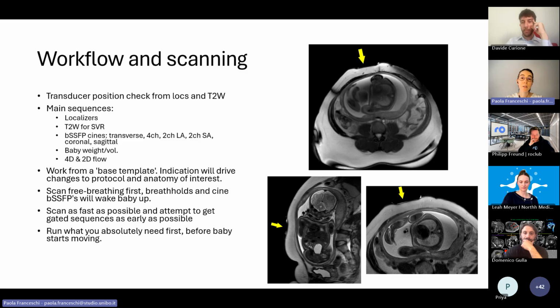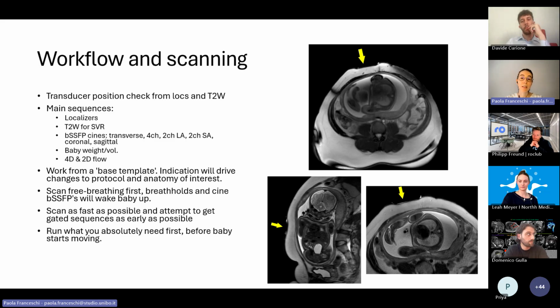Our workflow is based on a standard protocol that we adapt according to the clinical question. We usually start with localizers and T2-weighted images, which also help us confirm that the Doppler transducer is in the right position, as you can see in the images on the right. In our experience, if the transducer is placed correctly at the beginning of the exam, it rarely needs to be repositioned later on. Even when the fetus moves during the scan, it often goes back to its preferred position after a while. Of course, fetal motion is something we cannot avoid.